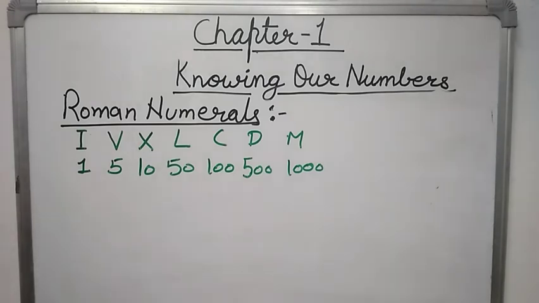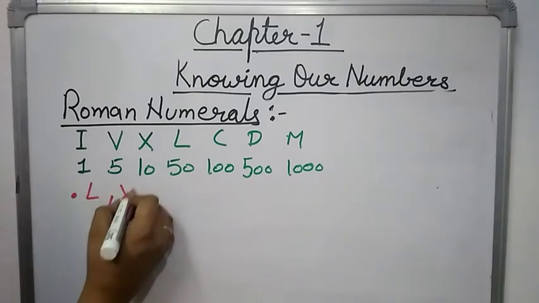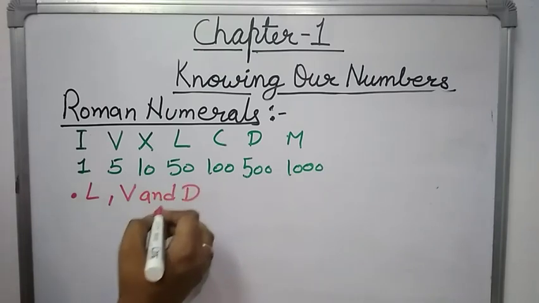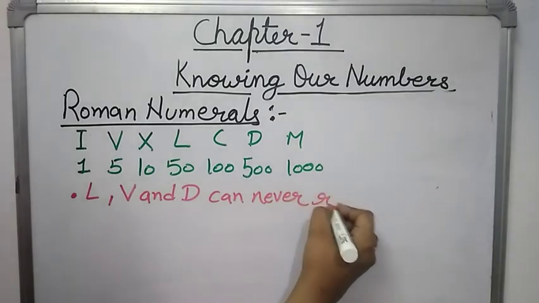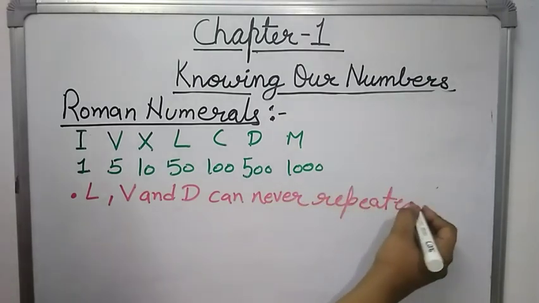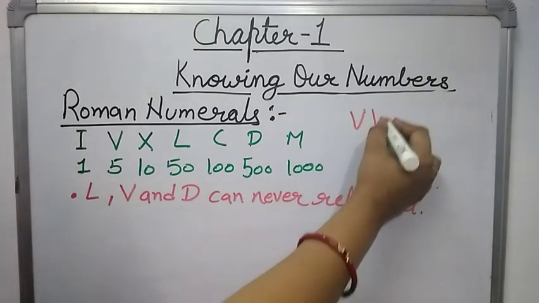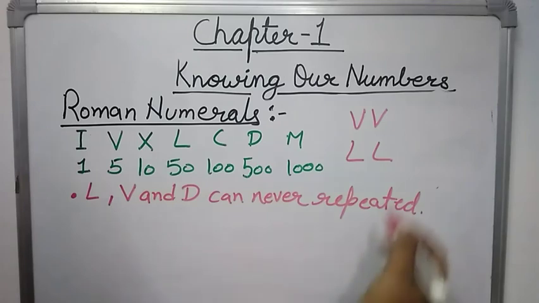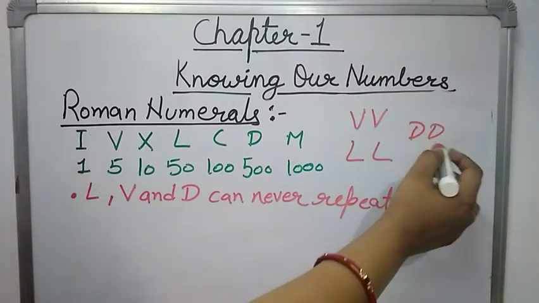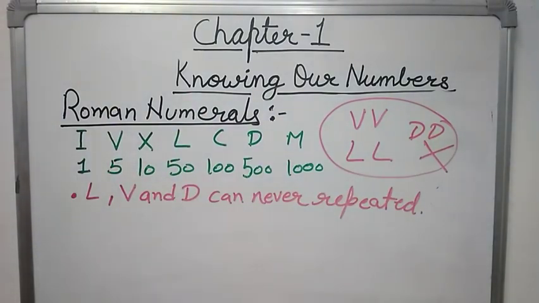Now there are some other points also. These numerals, L, V and D, can never be repeated. Which means any number cannot be written as VV, LL or DD. This is wrong, because these alphabets can never be repeated.